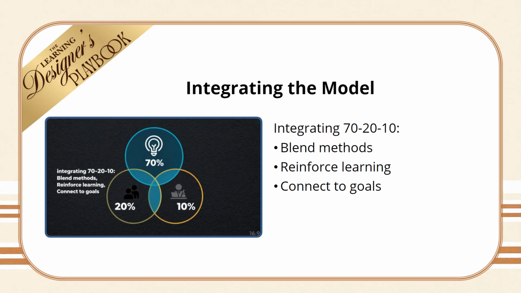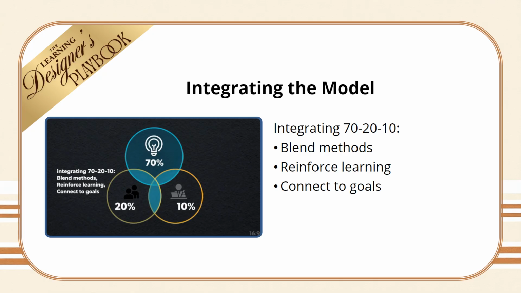The power of the 70-20-10 model lies in integration. Each element, experiential, social, and formal learning, supports the others. A blended approach creates a complete learning journey. For example, a course may introduce a new skill. On-the-job assignments then allow employees to practice that skill. Social learning ensures feedback and coaching to refine performance. Reinforcement across these layers increases retention and transfer of knowledge.